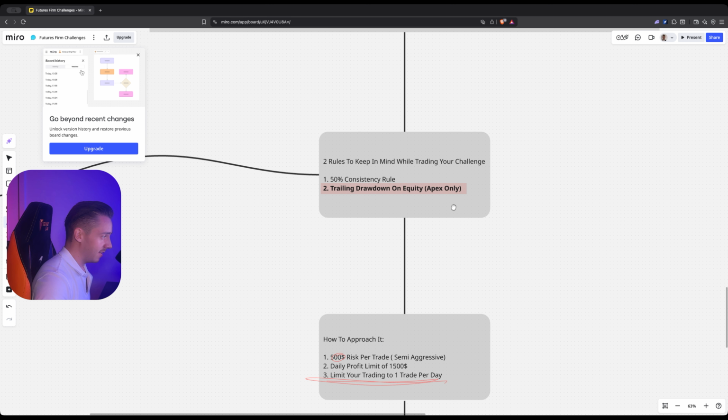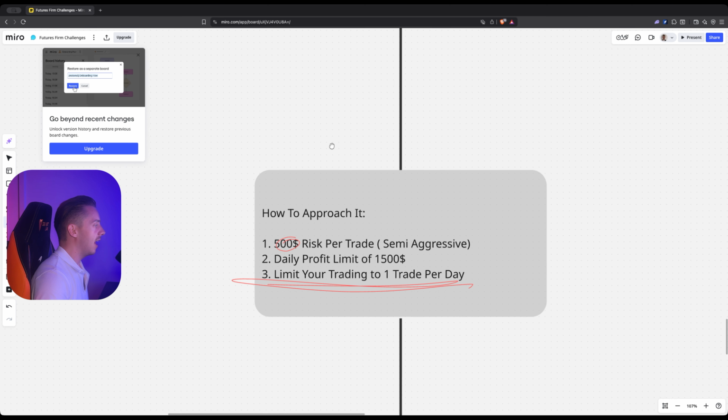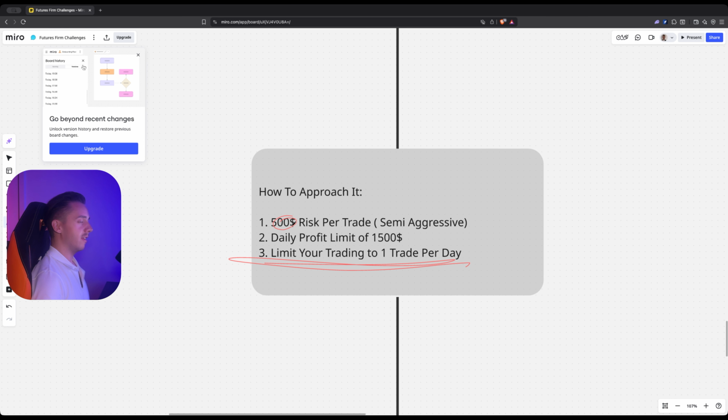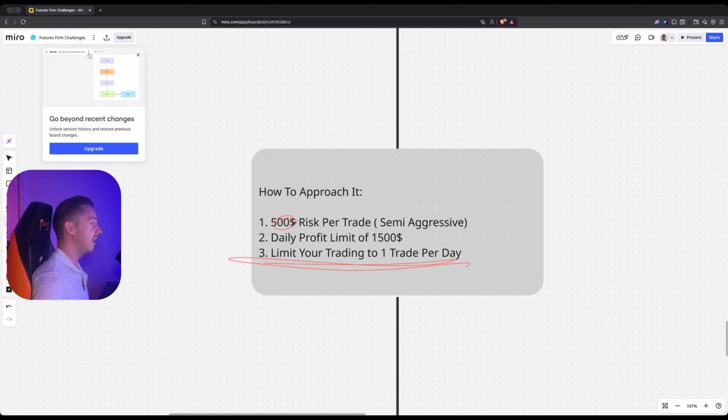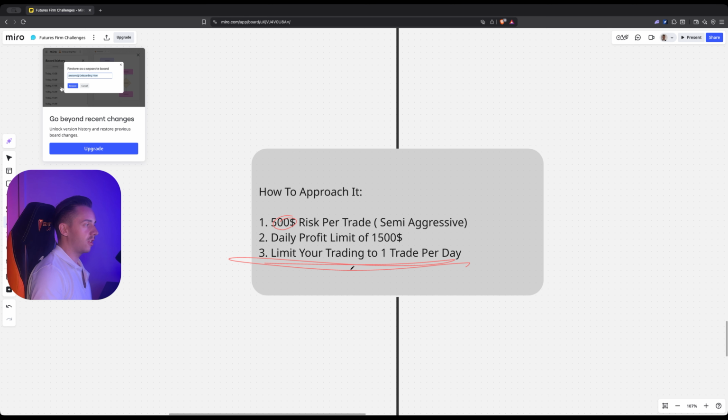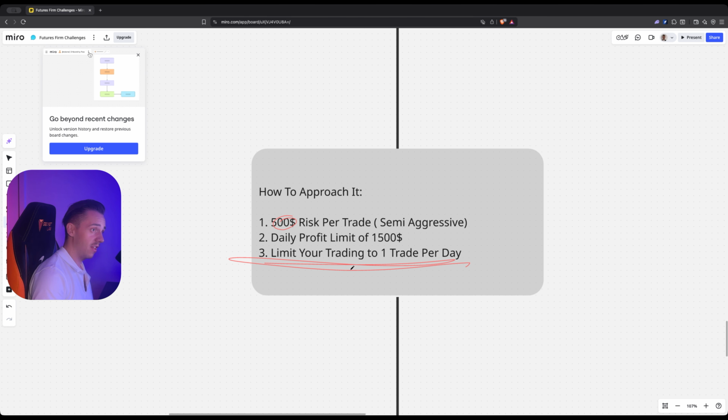Now, with that said, here's how I approach it. I do $500 risk per trade. This is what I consider to be semi-aggressive, with a daily profit limit of 1.5K for My Funded Futures and TopStep, because they actually have a 50% consistency rule. And I limit my trading to 1 trade per day, because it's very easy for you to just enter a trade, exit, enter again, exit, enter again, and all of a sudden you've blown your account in 1 day. This guarantees that it's going to take you at least 4 days to blow your account, and you need to take 4 losing trades in a row, and then your account is basically gone.